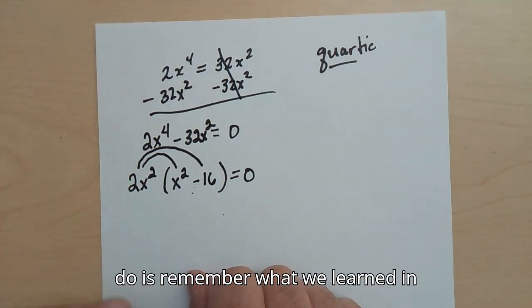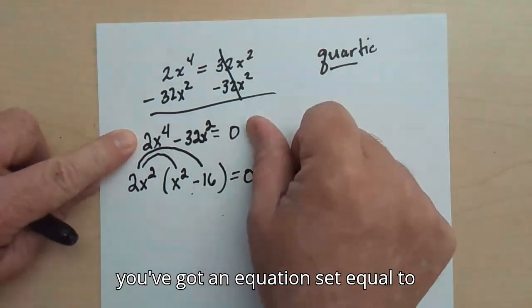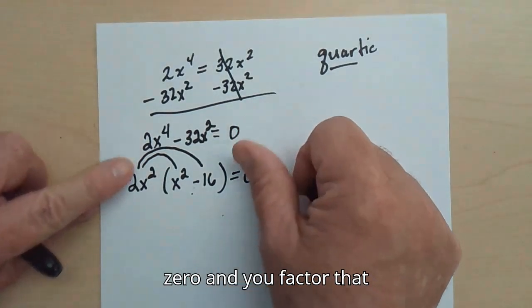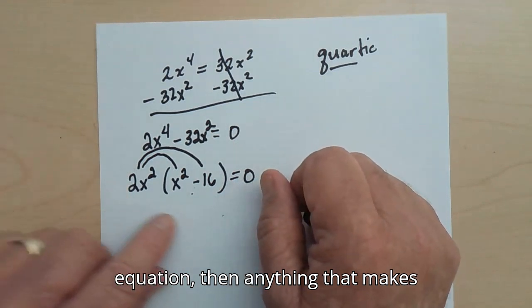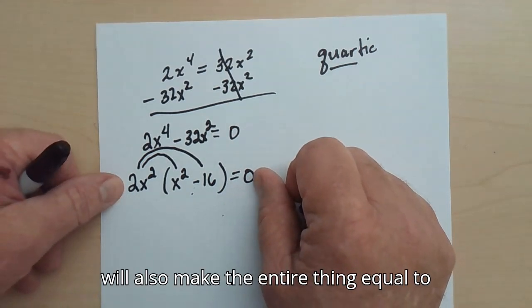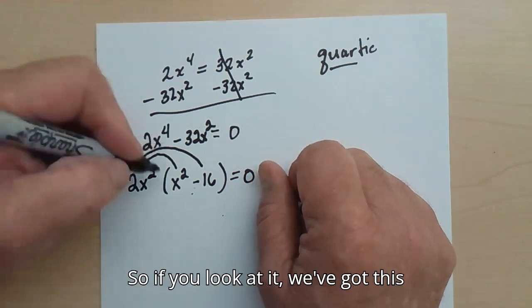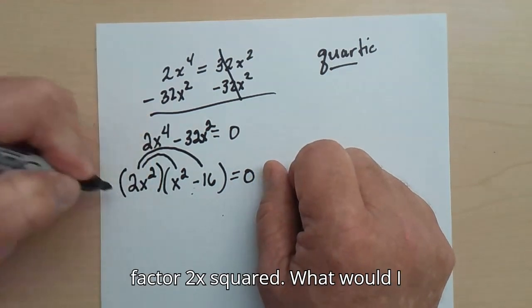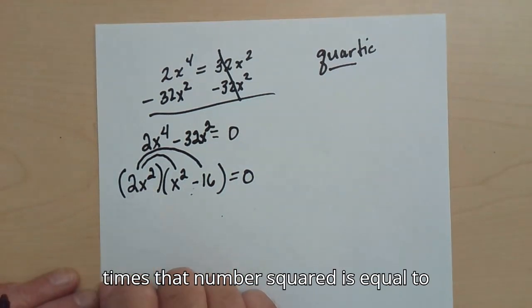Now what we can do is remember what we learned in section 1.5, which is when you've got an equation set equal to 0 and you factor that equation, then anything that makes any of these factors 0 will also make the entire thing equal to 0 and therefore solve the equation. So if you look at it, we've got this factor, 2x squared. What would I replace x with so that 2 times that number squared is equal to 0?